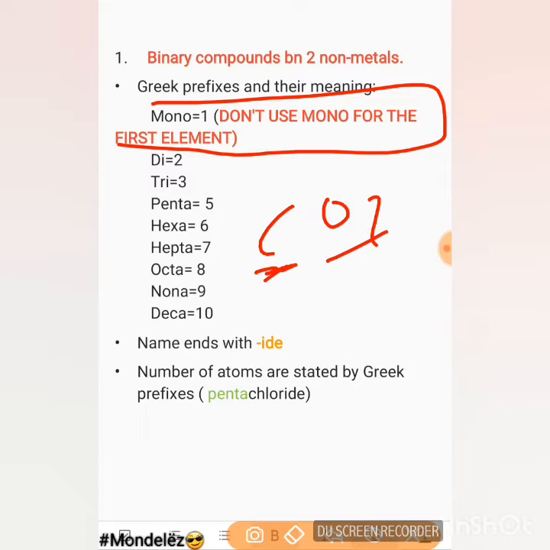Also, you need to know that the name ends with IDE, like oxide, sulfide, hydroxide, and so forth. The number of atoms is stated by the Greek prefixes, as you can see here in pentachloride. I will do another clip that focuses on examples.